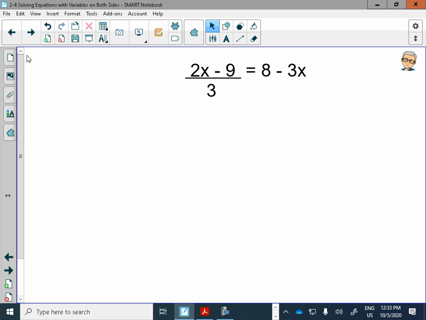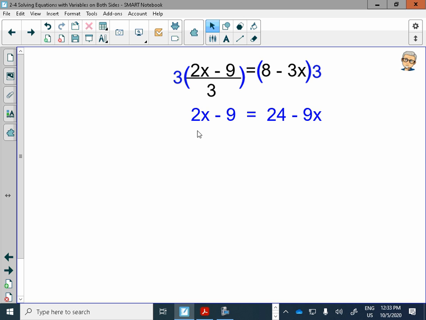One last example here. Put this one in just because it's got that exception to the rule part in it, where we're going to undo this division before we do anything else. So we've got to undo divide by 3. Well, that means we need to multiply both sides by 3. In doing so, we get rid of this divide by 3. Over here, we have to use the distributive property and multiply everything inside of there by 3. And that's going to leave us with 2x minus 9 is equal to 24 minus 9x.